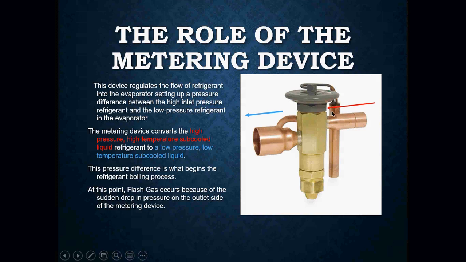So my refrigerant is coming in to my metering device. The metering device is going to decide how much refrigerant is going to come out. So when that happens, I am now allowing the refrigerant to expand. And when I have that expansion, I am able to lower the pressure and lower the temperature, where I can now enter the evaporator. Okay? Flash gas occurs because of that sudden drop in pressure on the outlet side of the metering device.